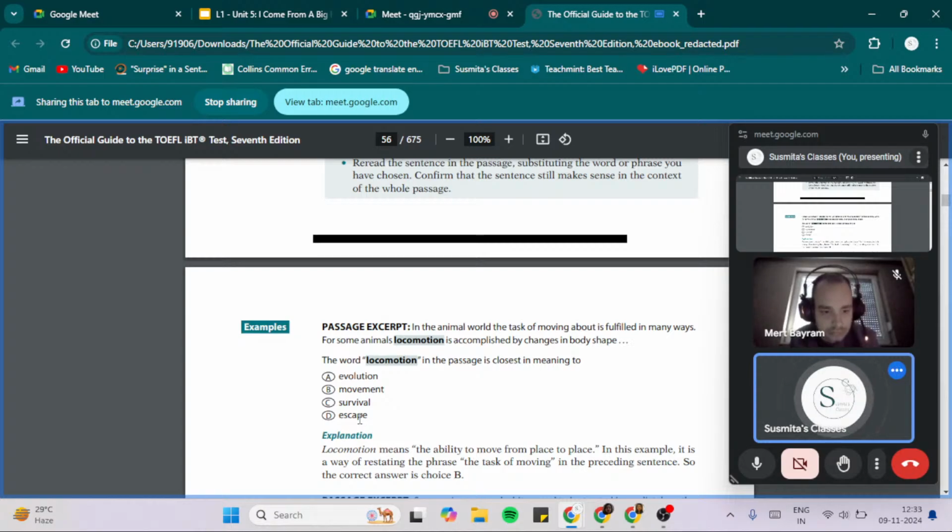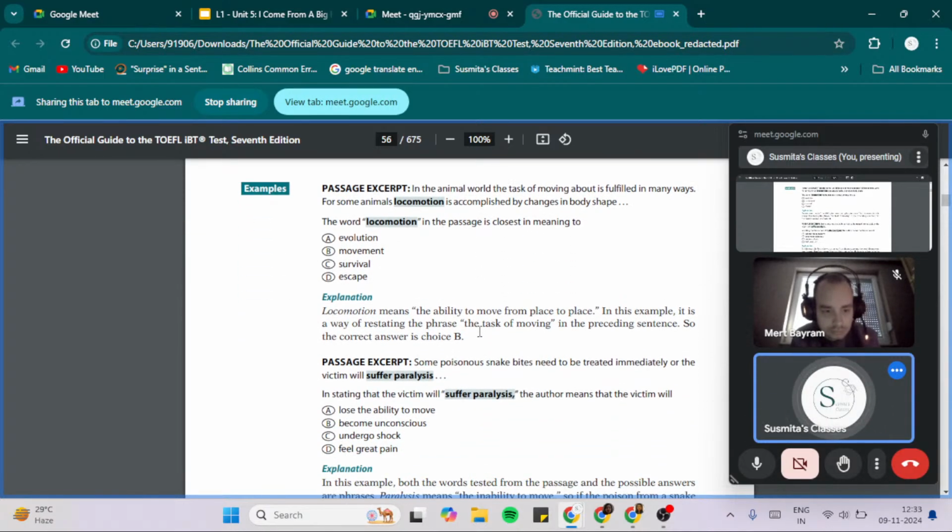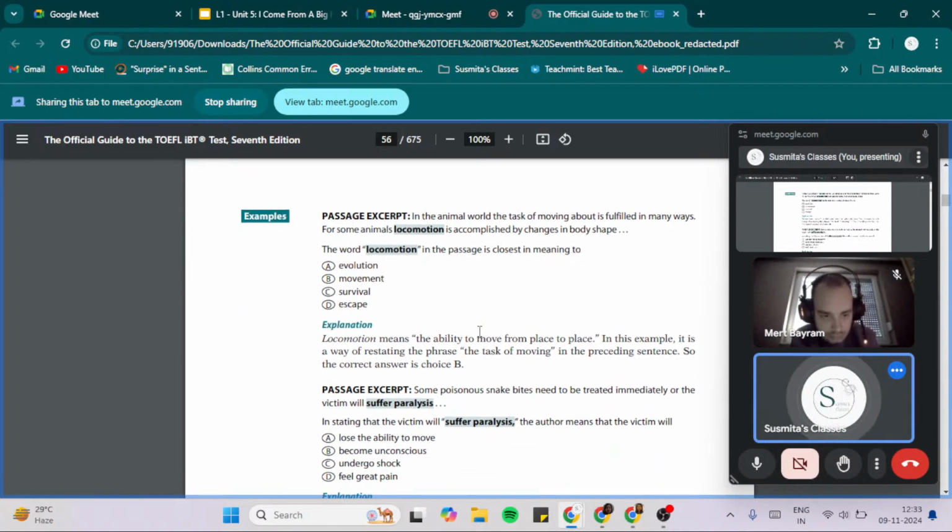But sometimes you get difficult options also. So be mindful over there. Now try solving this one.